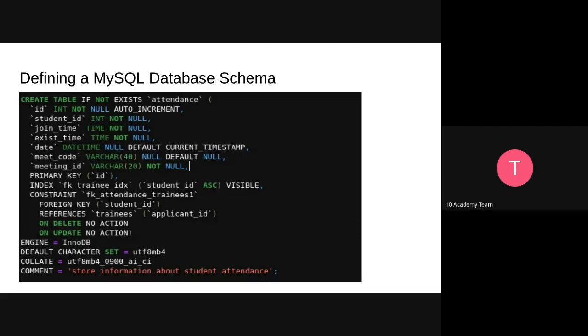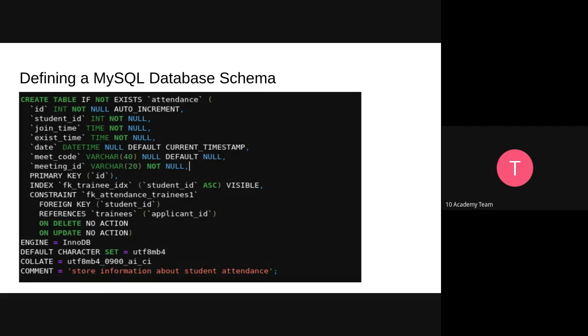So we have the create table if not exists. The name of the table is attendance. And then we have the column names, right? We have the ID, we have the student ID, we have the join time, the exit time, the date, meet code, and then the meeting ID. You can see after we define the column name, we have the data type of the column, and then we have the integrity constraint. The integrity constraint is that this ID must not be null, and then this ID is auto-incrementing, which means even when you are inserting and you are not inserting the ID, it automatically increments itself, okay?